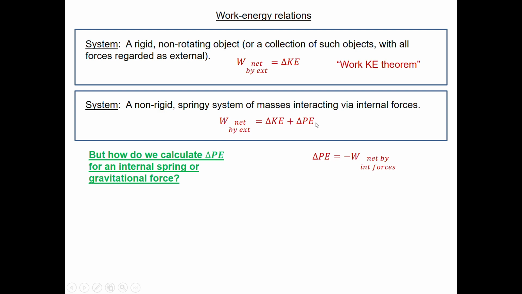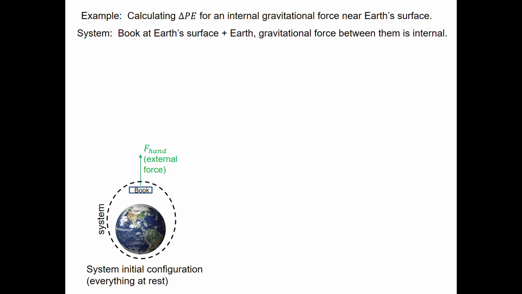And our new theorem involves this thing called the change in potential energy of the system. But we need to learn how to calculate something about the change in potential energy of the system. So how do we do this for an internal spring force or gravitational force? And the answer is, well, we're going to do it the same. The definition of the change in potential energy is just the negative of the net work done by internal forces. So we're going to use that. And let's do it via an example at first.